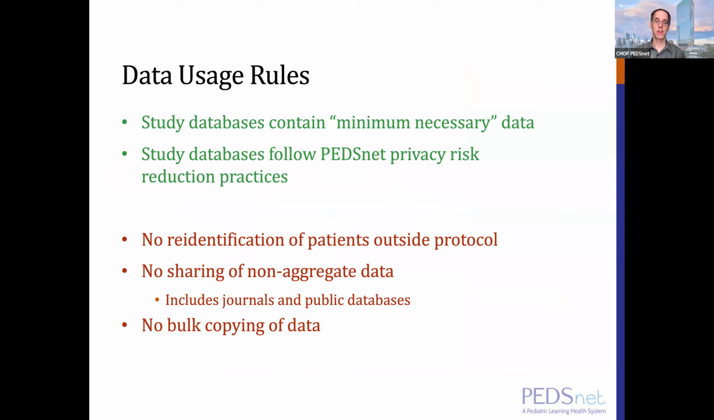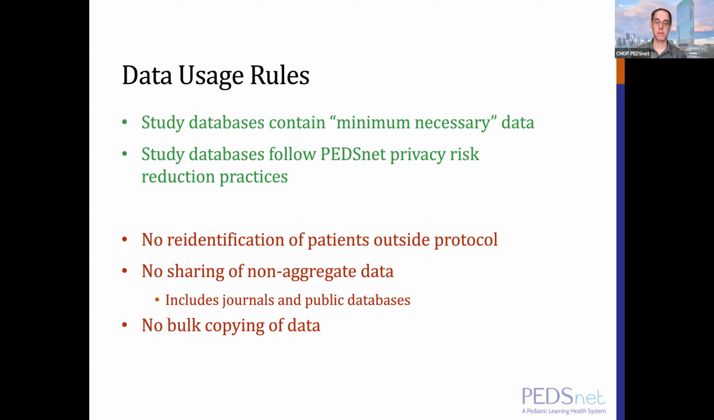That's paired with policies in PEDSnet, or rules of the road, for use of PEDSnet data. There are some do's here, right? So study databases contain the minimum necessary data. It's a term of art that means that data that are related to the study are typically included in study data sets. Data that are unrelated to the study are not included. In particular, we generally don't try to create data sets that follow the pattern of all of the data for patients with condition X, right?